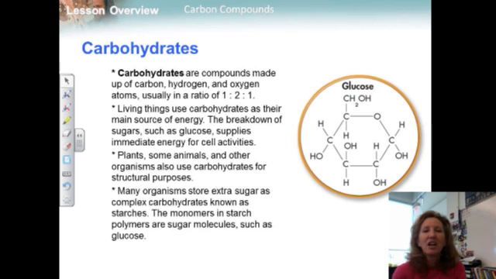Carbohydrates. Carbohydrates are compounds made up of carbon, hydrogen, and oxygen atoms, usually in a ratio of 1 to 2 to 1. Living things use carbohydrates as their main source of energy. The breakdown of sugars, such as glucose, supplies immediate energy for cell activities. Plants, some animals, and other organisms also use carbohydrates for structural purposes.